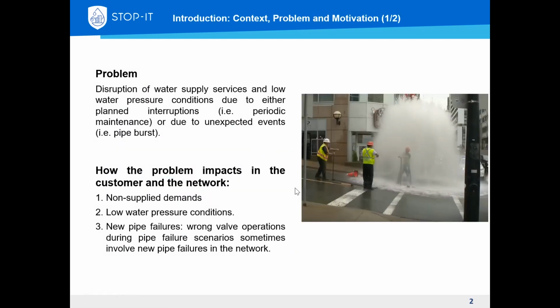This tool deals with the problem associated with the disruption of water supply services and low water pressure conditions due to either planned interruptions or due to unexpected events like pipe bursts. This problem impacts the customer and the network because mainly there will be non-supply and demand and some of them will be affected by low water pressure conditions. Additionally, new pipe failures might occur due to wrong valve operations during the pipe failure repairing process.